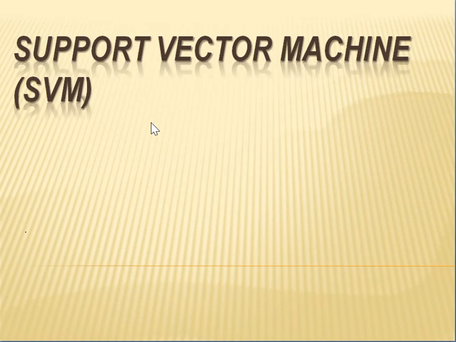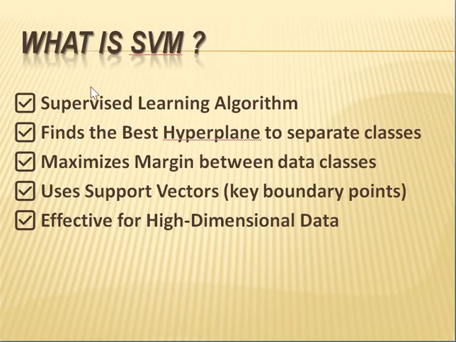Support vector machine is a super powerful supervised machine learning algorithm. It is mainly used for classification tasks. Applications of support vector machine include face detection, spam classification, and even medical diagnosis. Then let's see what a support vector machine is.